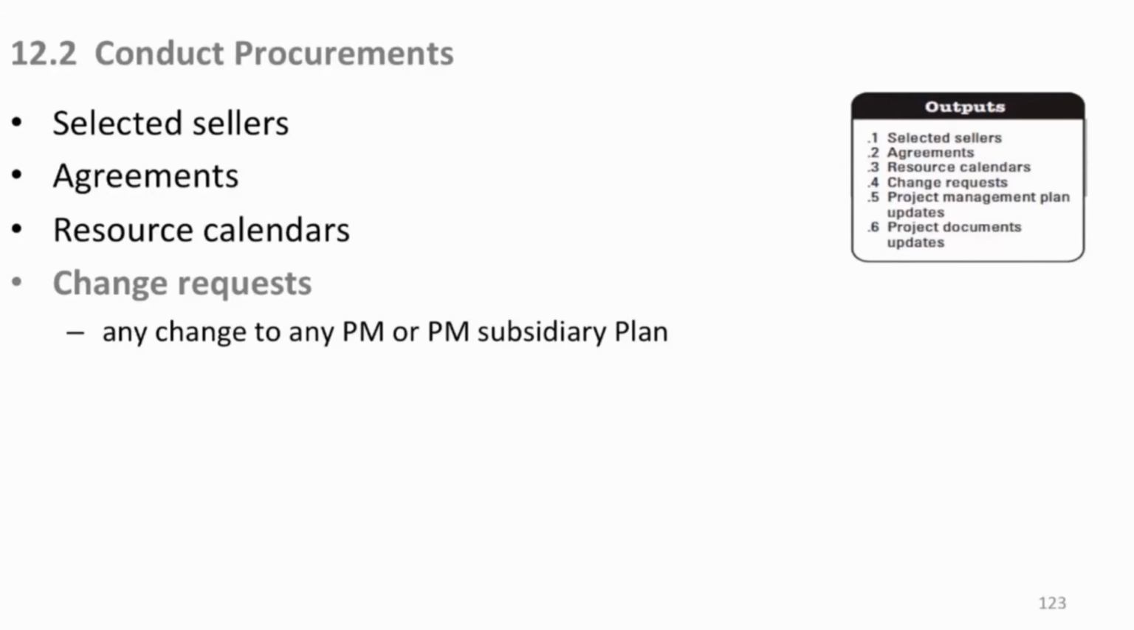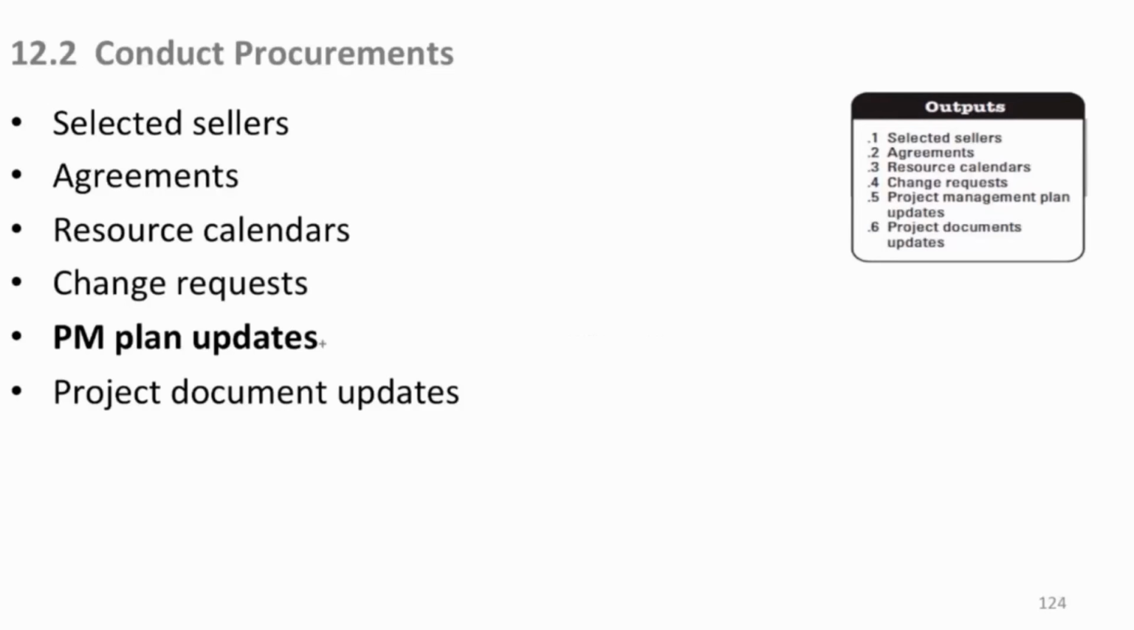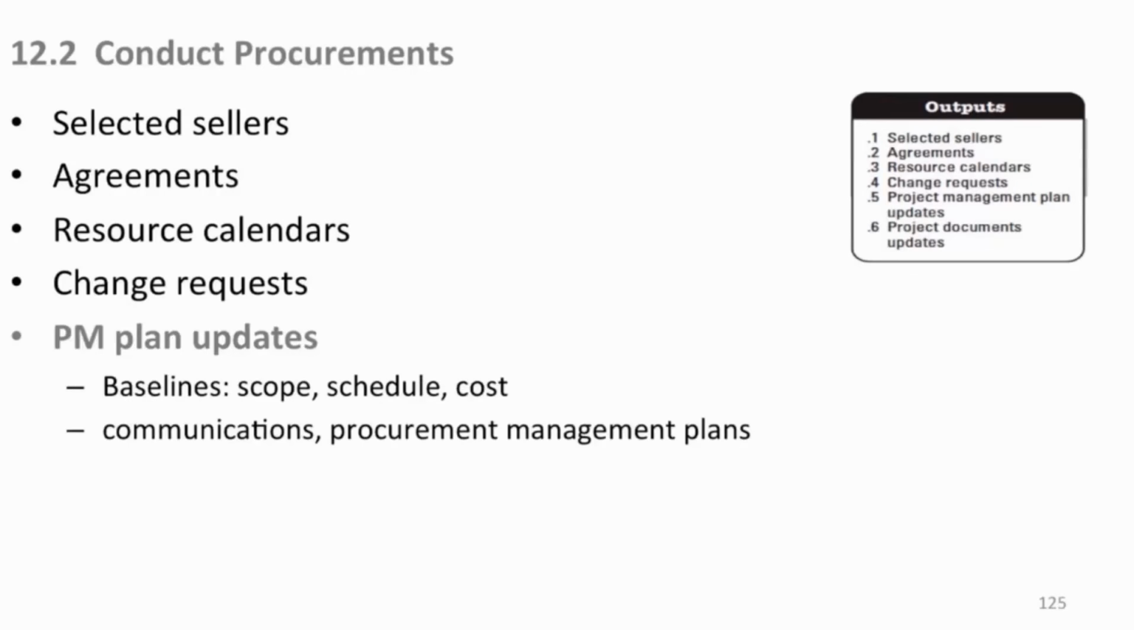Change requests. Now here we're talking about conducting procurements. Your purchase order may have some impact on your plans because of however it finally washes out what you're going to buy. So PM plan updates could be baselines, your triple constraint. Communications plan may now be changed because now you have another player in the mix, another stakeholder, right? So you need to update your communication plan so you have consistency with how you communicate with them.